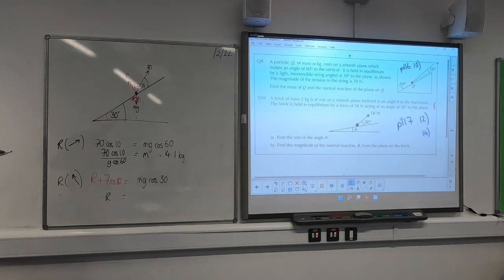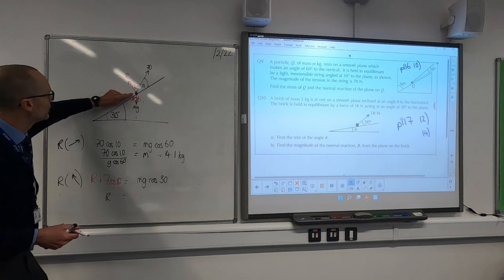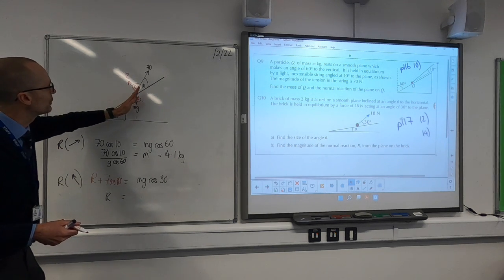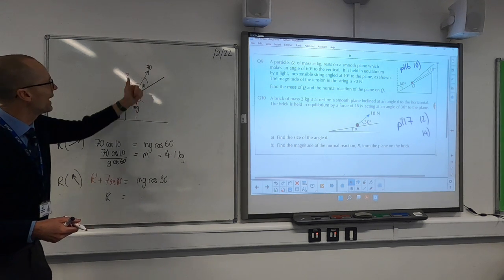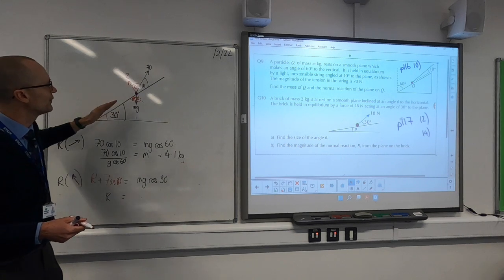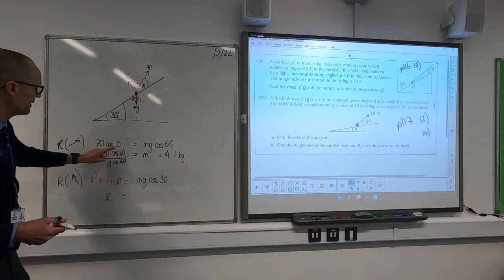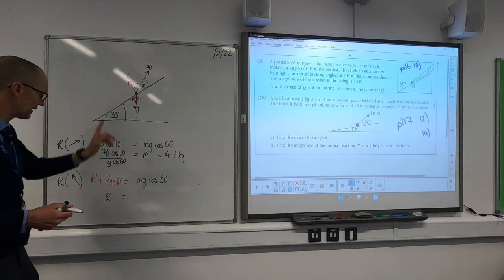Yeah, so when we resolve parallel to the slope, forces up, I've got the R pulling up, but I've also got the effect of that pulling up. So that force has an effect in that direction, which we used here, but it also has an effect in that direction.